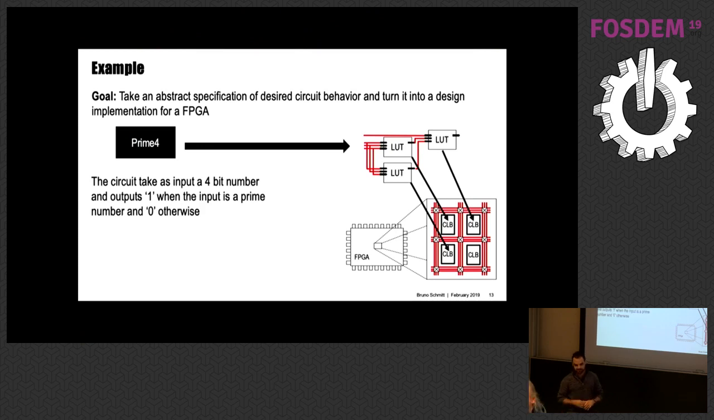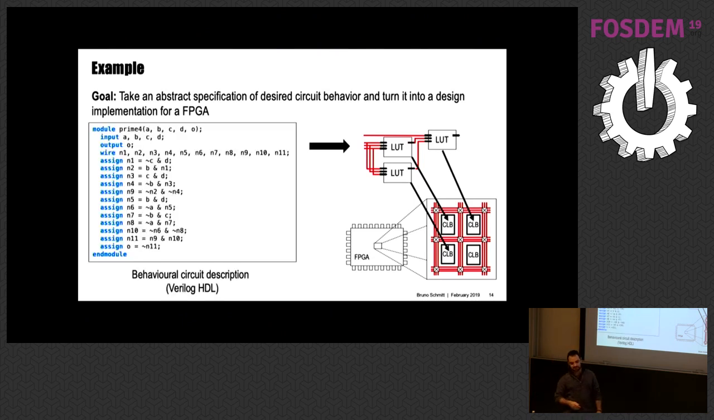So the function or circuit that I want to implement is a combinational circuit. I call it prime 4, which basically takes as input a 4-bit number and will output 1 if this number is prime, 0 otherwise. It's quite an easy example. Here I have a Verilog description of this behavior, and you might be looking at it and saying, okay, this guy has no idea how to do Verilog description, and there is a real good reason for that, but it's also true, I'm more of a VHDL guy.